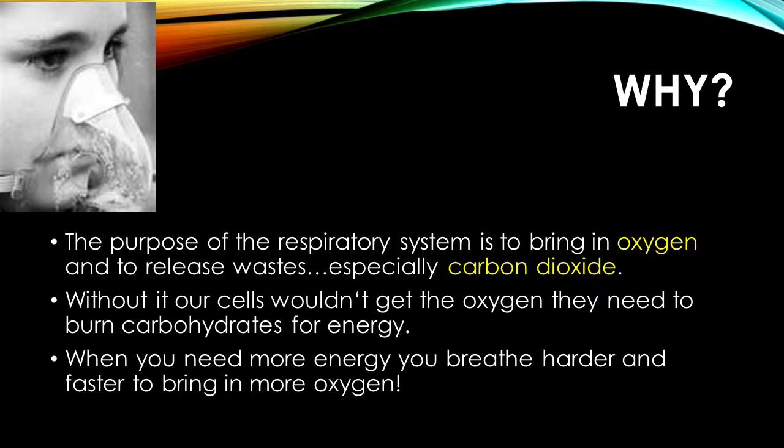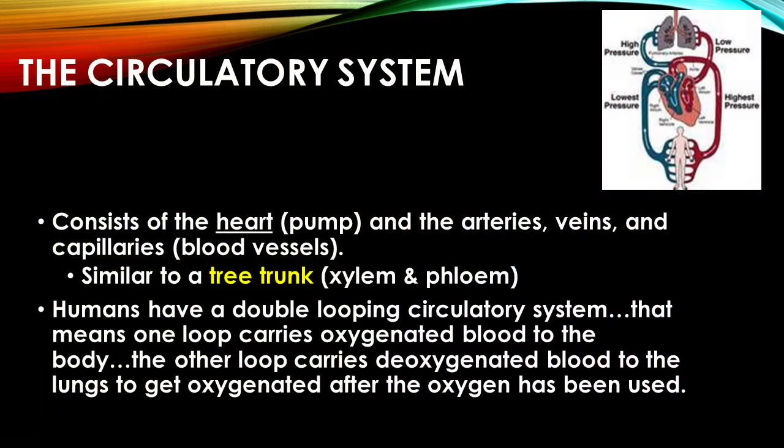The purpose of the respiratory system is to bring in oxygen and to release waste, especially carbon dioxide. Without it, our cells wouldn't get the oxygen they need to burn carbohydrates for energy. When you need more energy, you breathe harder and faster to bring in more oxygen. The circulatory system consists of the heart, the arteries, veins, and capillaries.